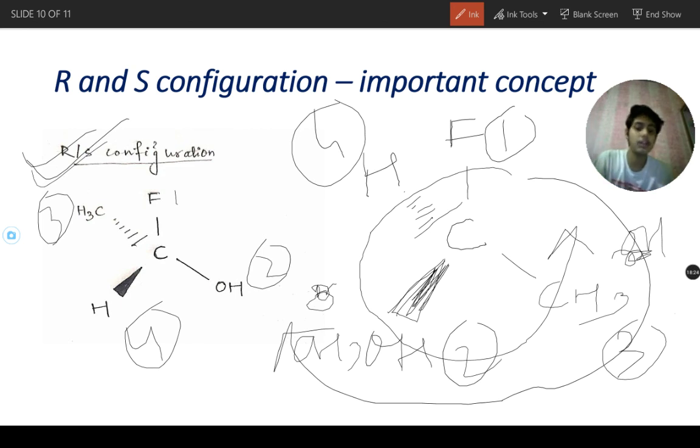So this is all about today's class. I hope you all understand what is specific rotation, D and L configuration, chiral carbon, and R and S configuration. We are going to take some examples in the next class. There are some good examples of R and S configuration.